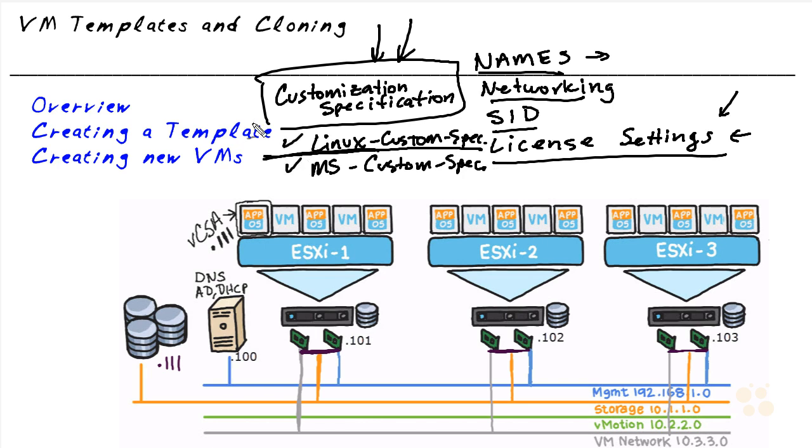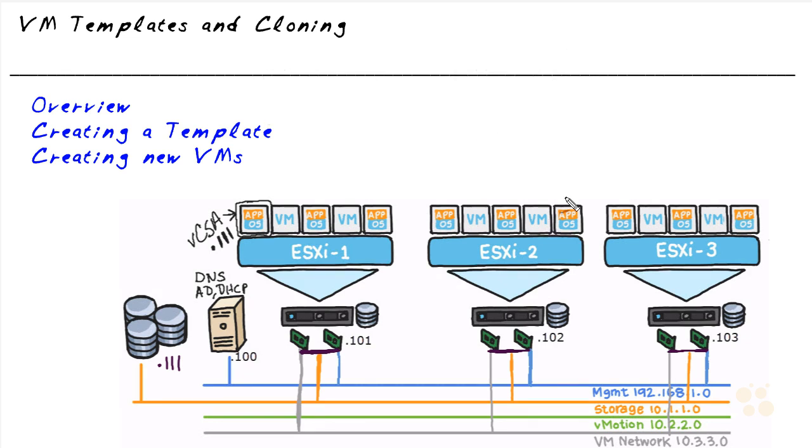And then furthermore, we could select from our list of customization specifications which custom spec we want to use when we deploy the VM. For our demonstration, let's go ahead and take a VM. Let's take our Linux 1 virtual machine. Let's say it's this guy right here.